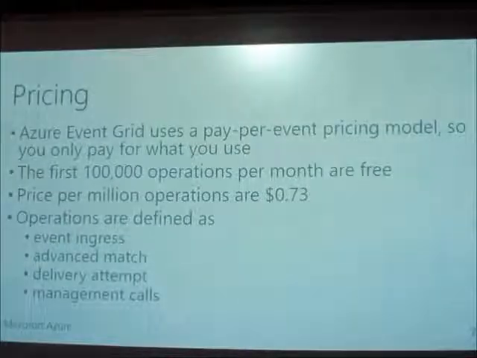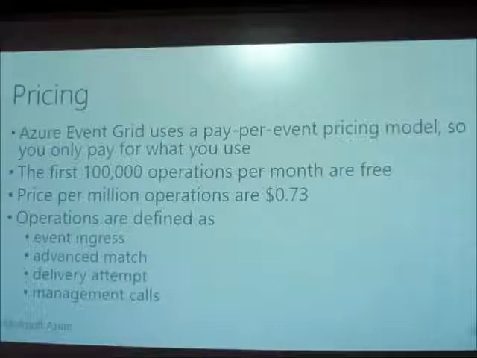So pricing. Event Grid is a pay per event pricing model. It's the only pay per way you use. The first 100,000 operations per month are free. Then it's price per million operations. So it starts at 73 cents Canadian.